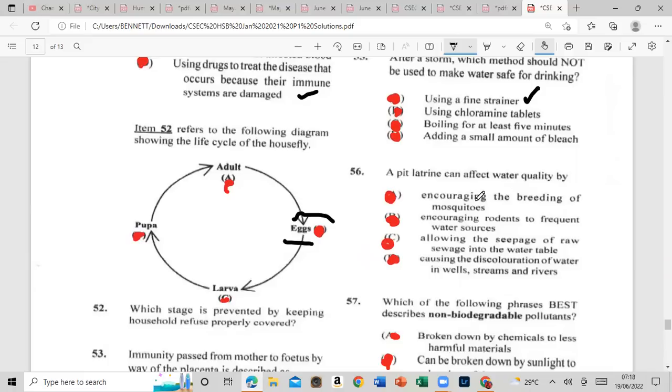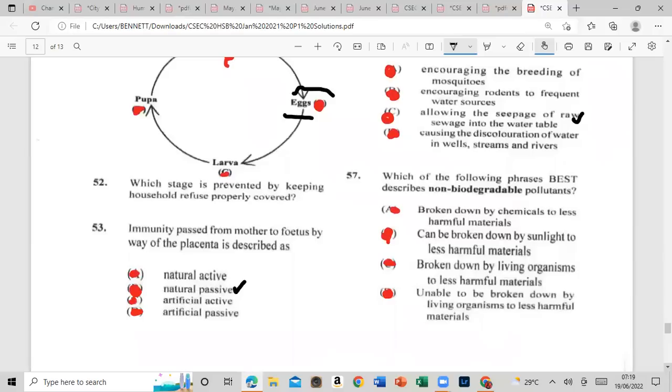All right, 56. A pit latrine can affect water quality by A, encouraging the breeding of mosquitoes. B, encouraging rodents to frequent the water source. C, allowing the seepage of raw sewage into the water table. All right, so basically, that's feces in the water. So let's move on to 57.